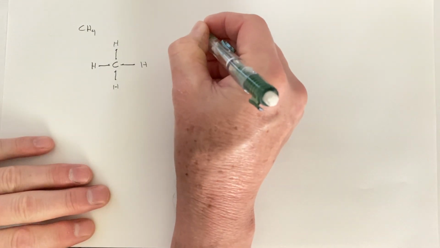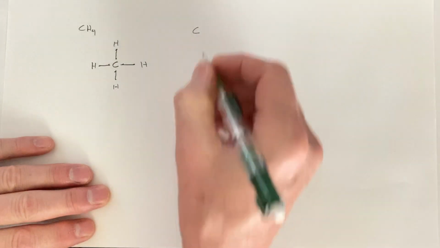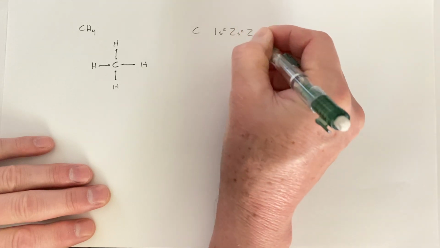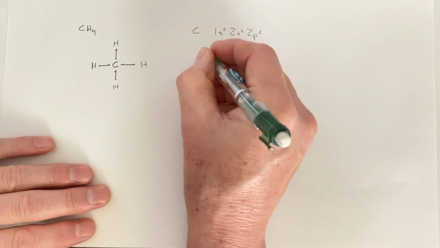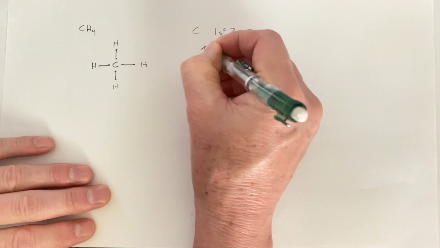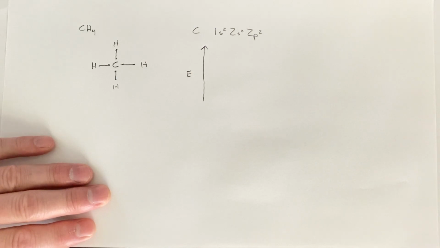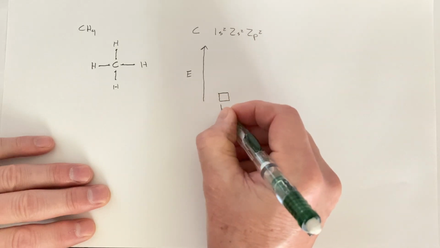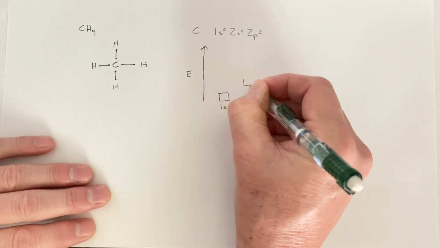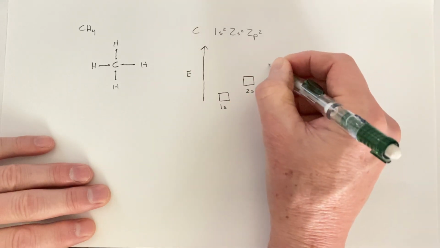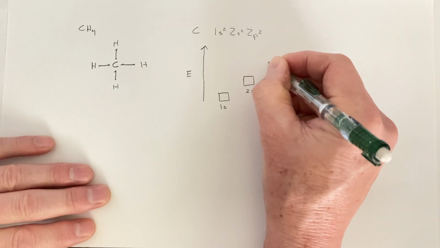We consider the carbon atom in an unbonded state. Its electron configuration is 1s2, 2s2, 2p2. Let's draw an orbital diagram, but let's go ahead and indicate the relative energy levels of the orbitals in the carbon atom. We have the 1s orbital. Higher in energy, we have the 2s orbital. And even higher in energy, we have the 3 2p orbitals.